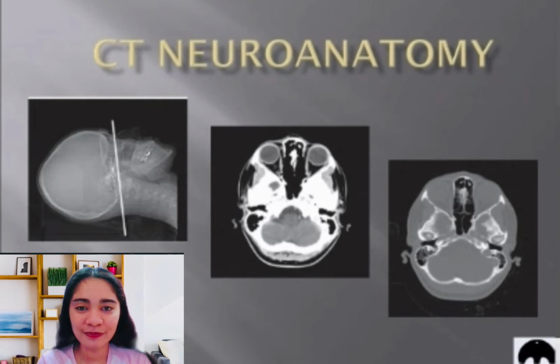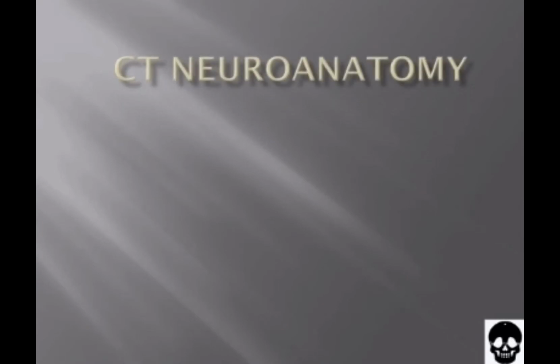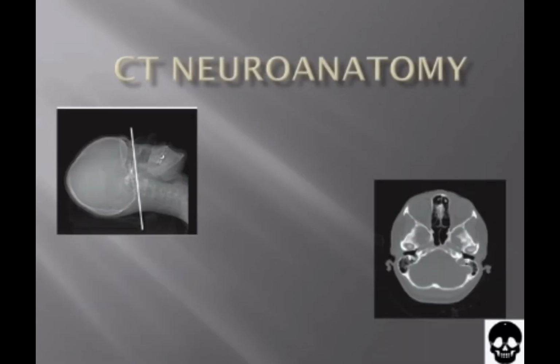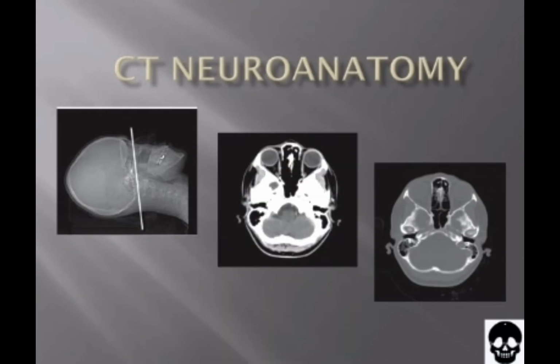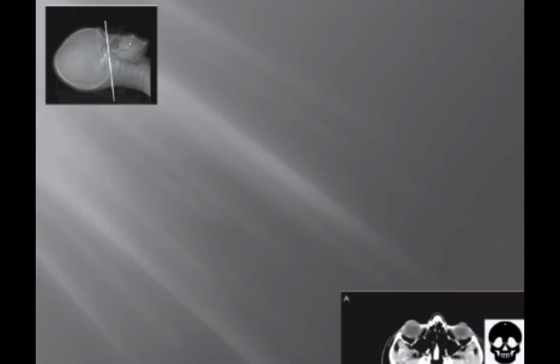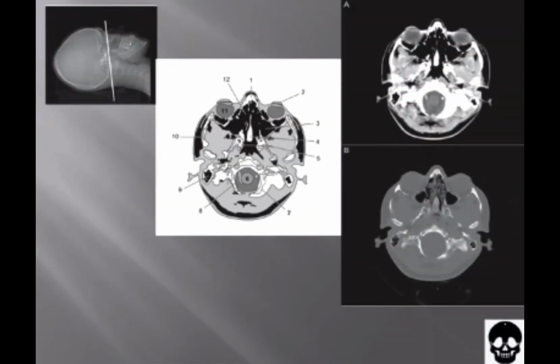Welcome to my presentation. Our topic is all about CT neuroanatomy. The aim of this video is to provide an introduction to cross-sectional anatomy by presenting just a few representative slices from some of the most common examinations performed in the CT department. Today we will discuss the cross-sectional anatomy of cranial CT with contrast and bone window.